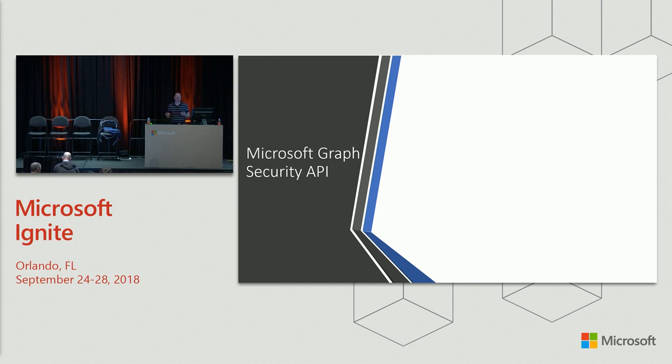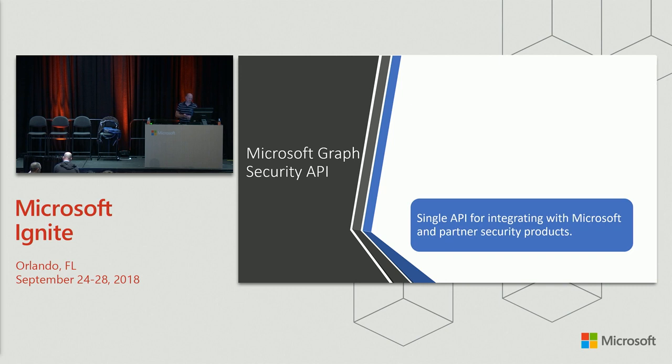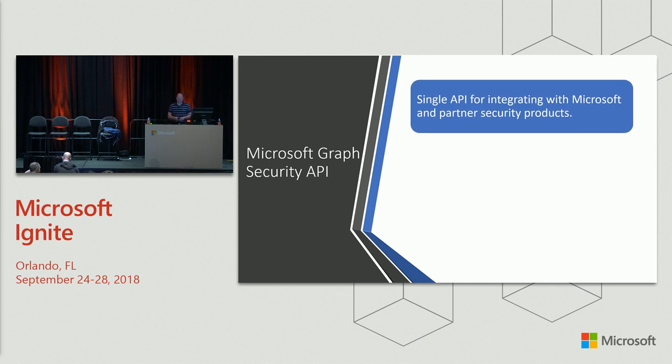So let's start at the top. First of all, what is this thing? Why are we building it? This API is the single integration point for all of our Microsoft security products. So today we have many different security products. They each have their own API or sets of APIs. They each have their own schema for delivering data to you. So as you purchase those products and try to deploy them in your environments, it takes a lot of time.